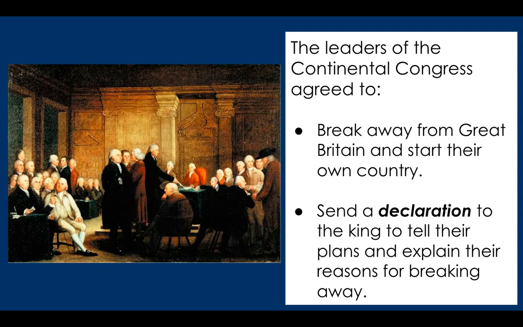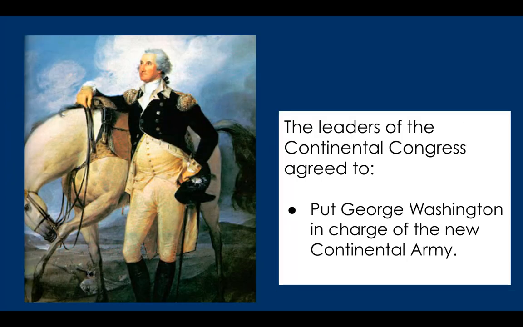The leaders of the Continental Congress agreed to break away from Great Britain and start their own country. They also agreed to send a declaration to the king to tell their plans and explain their reasons for breaking away. George Washington was also put in charge of the new Continental Army.